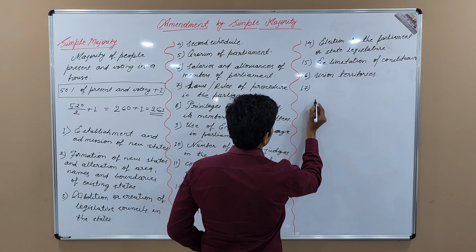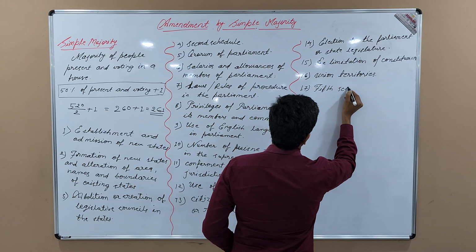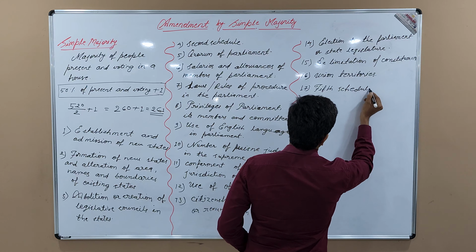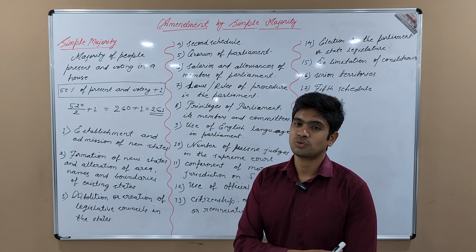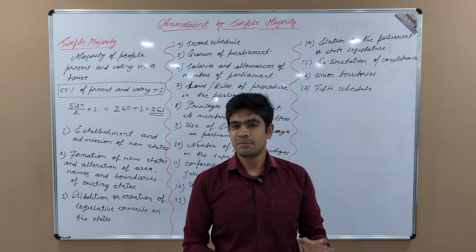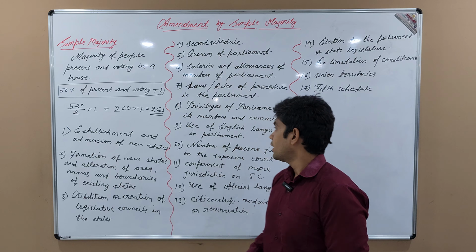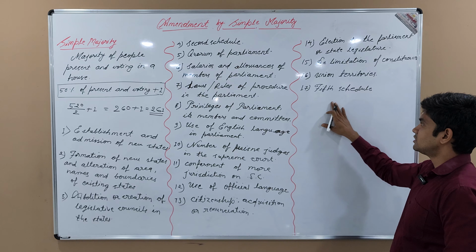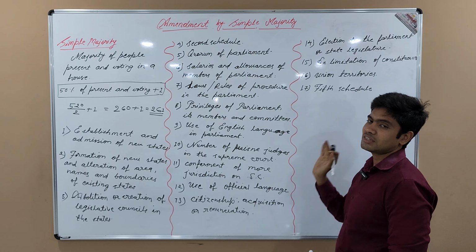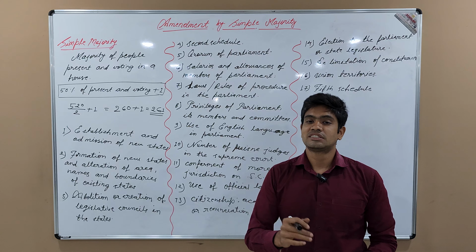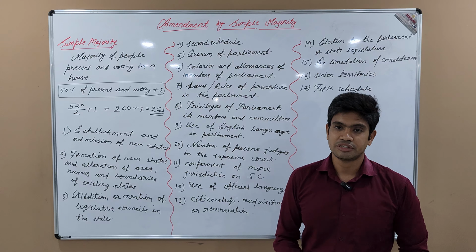The next one is the fifth schedule of the constitution. When I say fifth schedule, I'm talking about the administration of scheduled areas and scheduled tribes. So as far as administration of scheduled areas and scheduled tribes are concerned, which have been enlisted in the fifth schedule, if any change has to be made there, that change can be made only by the simple majority in each house of the parliament.